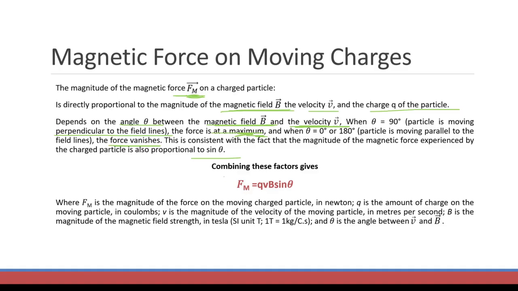So combining these, we come up with a formula. The magnetic force is equal to q times v times B times sine theta. And so here are the SI units for each of them. Mostly as you expect, but one to point out is the magnitude of the magnetic field strength is in Tesla, which is represented by capital T. And keep in mind, if you're ever converting, that 1 Tesla is equal to a kilogram per coulomb times seconds.